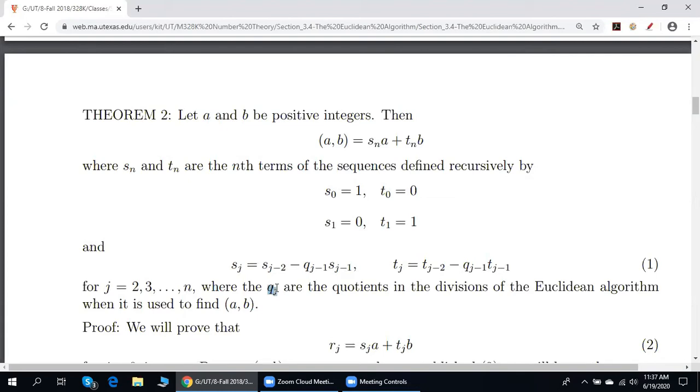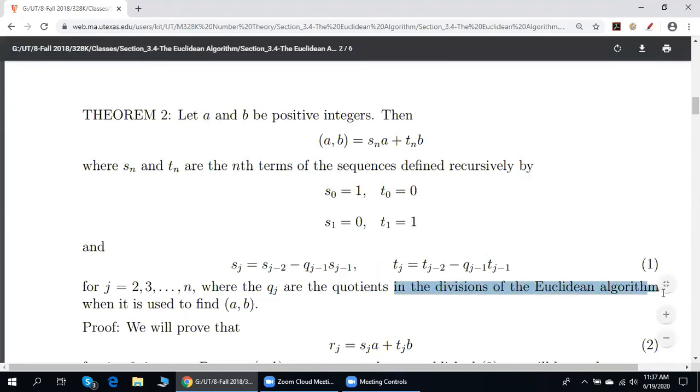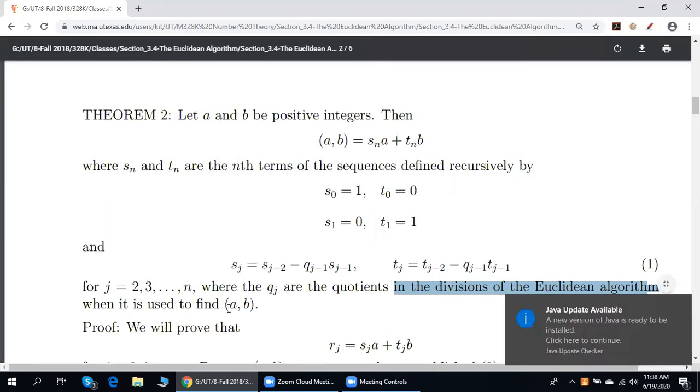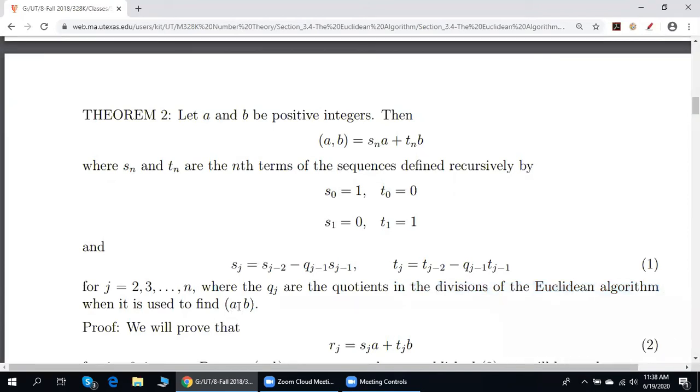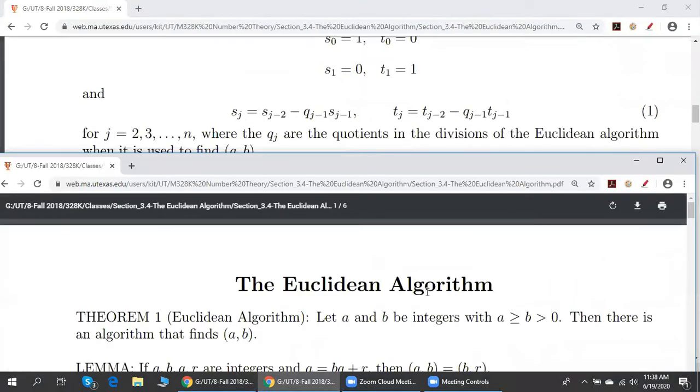What are these Q's? These Q's are quotients in the divisions of the Euclidean algorithm when it is used to find the greatest common divisor of A and B. Here is what we mean by that. Please take a look at this.